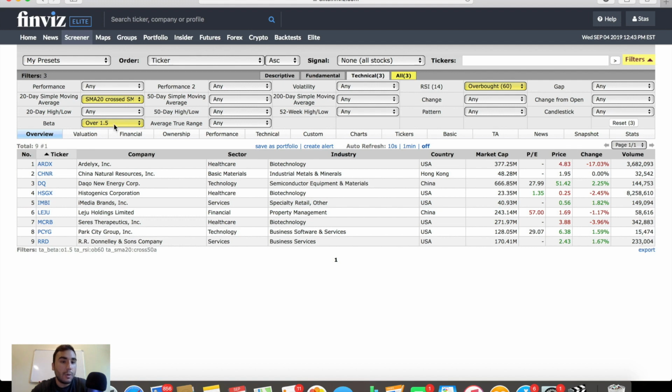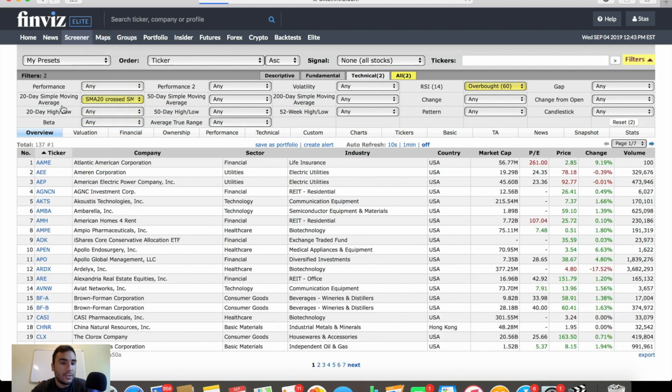So let's say we want to take the beta off. Let's not mess with the beta here. More stocks are going to roll in, right? A lot of these are more to the overbought side. Maybe because the markets have been up recently, a lot of these stocks are pushing to the more overbought side. That does make sense at this point.